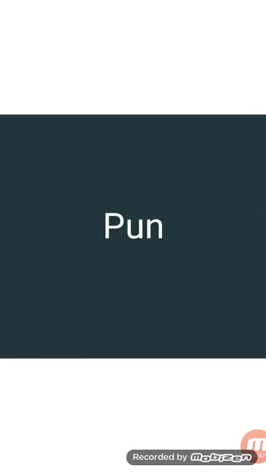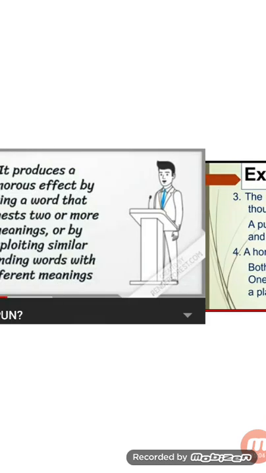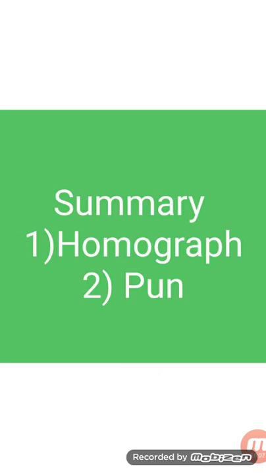Fine. After that we have seen what is pun. When words with the same spelling and pronunciation are used in such a way that they convey more than one meaning, the figure of speech is called pun. In short, where homographs are used, which figure of speech is that? Pun. So this we have seen in this particular lecture. I hope you all have understood what are homographs and what is pun. We will see in detail in the next lecture when we start with the new poem, that is Have You Ever Seen. I hope you all have understood, children.